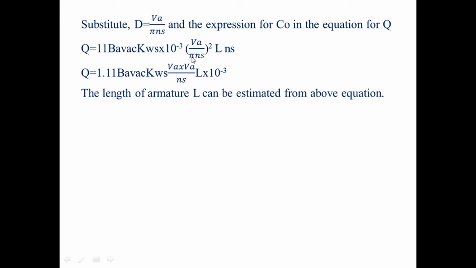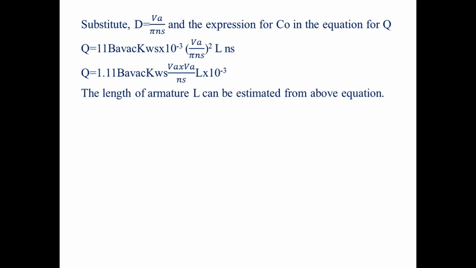If you take 11 divided by pi square, pi square is nearly 10, so it becomes 1.11. And Va square is there, so I have written Va into Va. So the equation of Q becomes 1.11 BAV AC kWs into Va square divided by Ns into L into 10 to the power minus 3. There is no term of capital D, so the output equation is in terms of the peripheral speed Va.